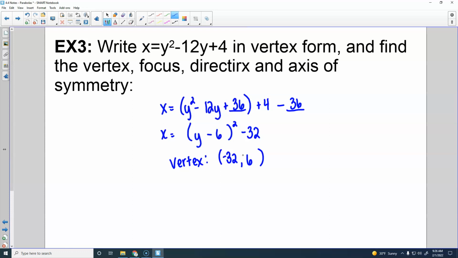And this one is an x equals. You don't have a number here for your a. So what number could you put there for your a? 1. So we could think of this as being a 1. Right here, that's a positive number. So this one's going to open to the right. And you're going to have your vertex here at negative 32, 6.